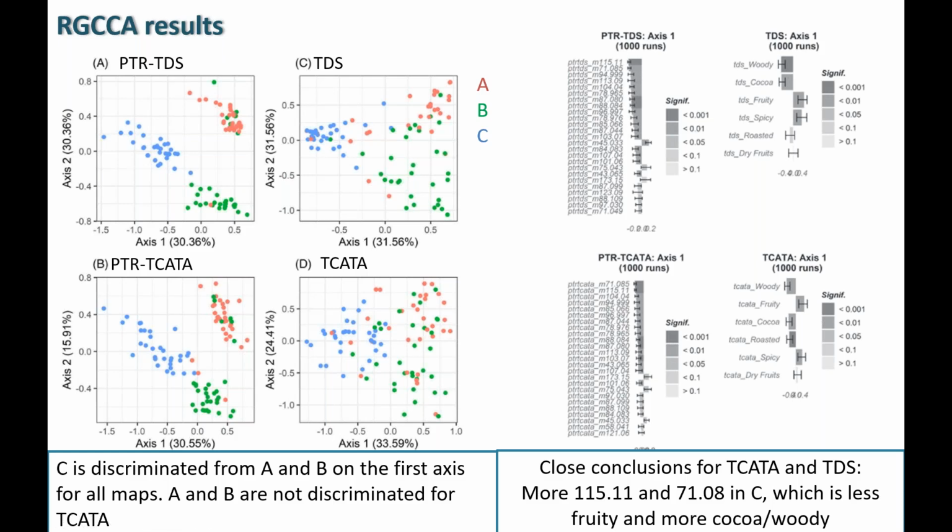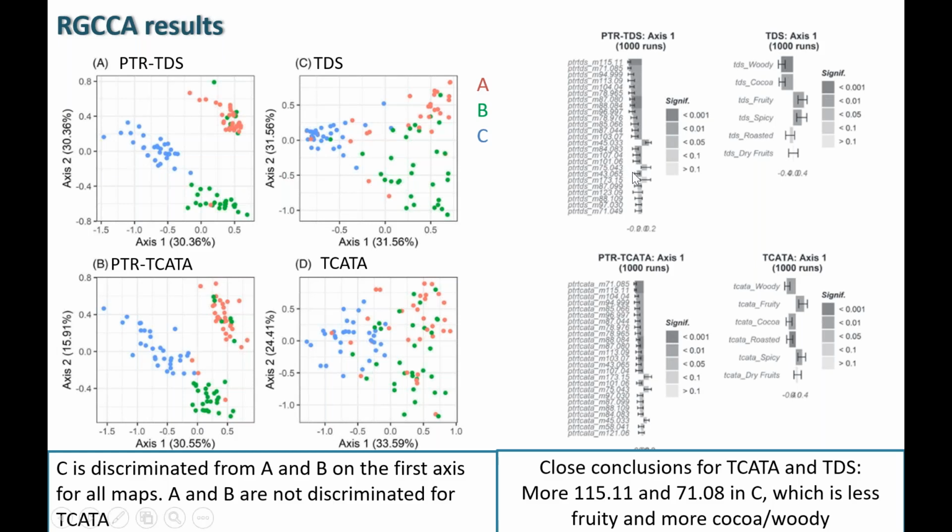So that's the first thing. Then you can see on the second axis, A and B are well discriminated for all maps, except for T-kata here, which is not really well discriminated. So here we can observe a difference between T-kata and TDS, and T-kata seems to be maybe more difficult for discriminating A and B than TDS.